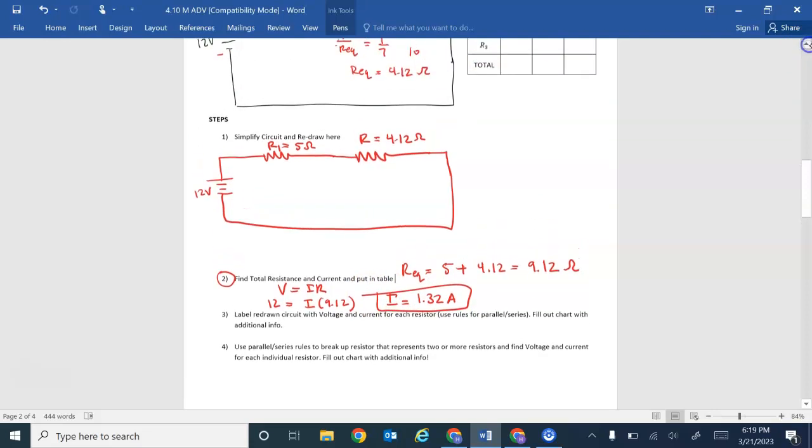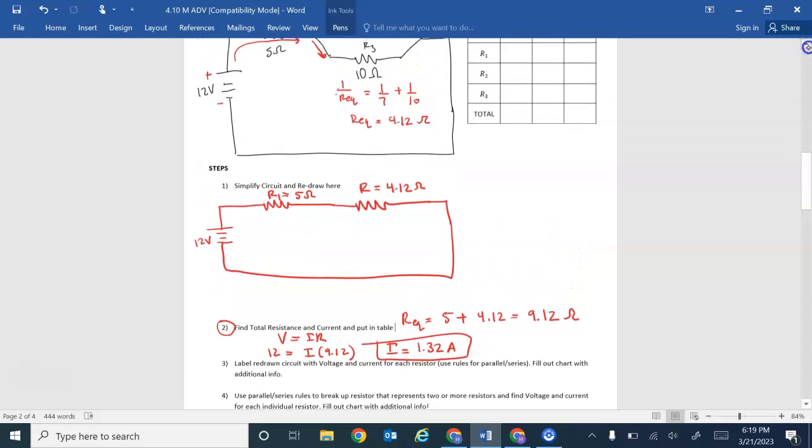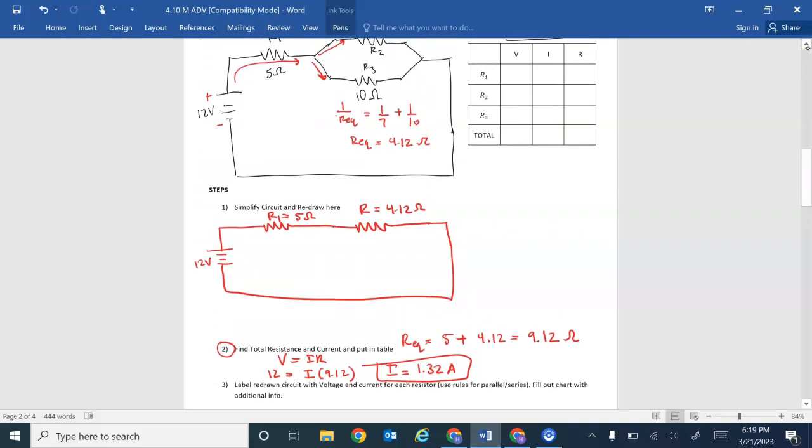Now I'm going to put all this information that I know in the table. You do not have to use the table to sort out your information, but I think it is helpful. I already knew the total voltage was 12 volts. R1 is 5 ohms, R2 was 7 ohms, and R3 was 10 ohms. We just found the total current was 1.32 and the total resistance was 9.12. Great, so we have all that information on the table.